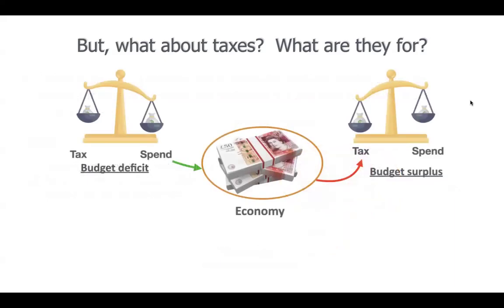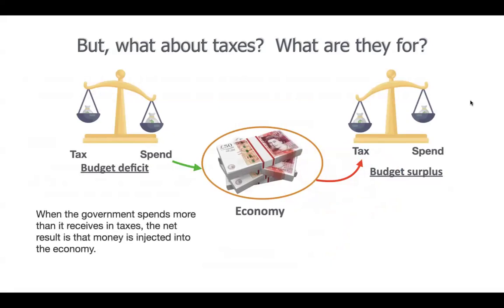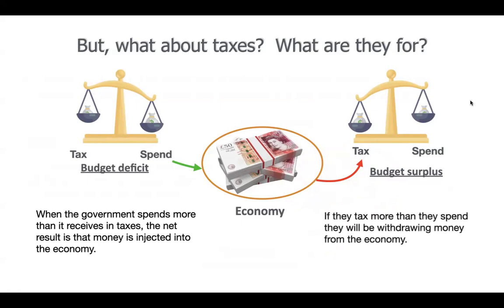A budget deficit simply means that the government is spending more than it receives in taxes. And so I've got that scale tipping to the right, where the spend is more than the tax. So that means that the net result is that money is injected into the economy. And in the budget surplus situation, if the tax is more than they actually spend, they'll be withdrawing money from the economy.